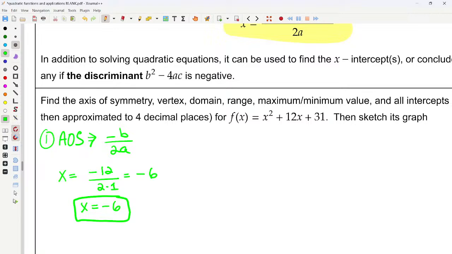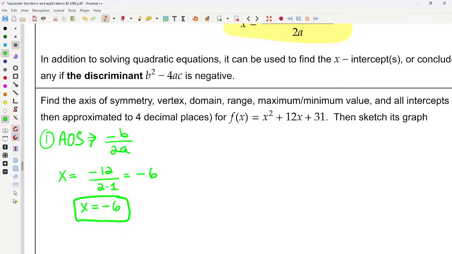One part of this is done. Axis of symmetry, know the formula, negative b over 2a. B is 12, make it negative. And if it was negative, you make it positive. Divide by 2 times a, 2 times 1 is 2. Negative 12 divided by 2, negative 6. So nice and clean, x equals negative 6.